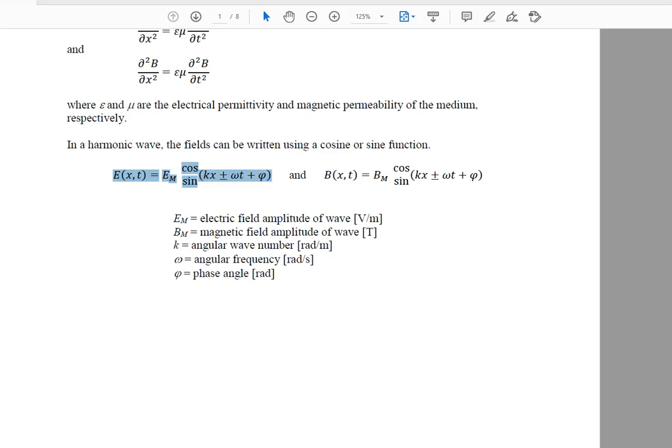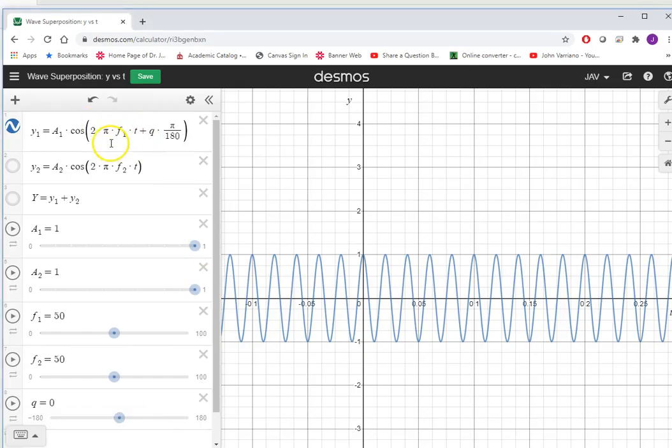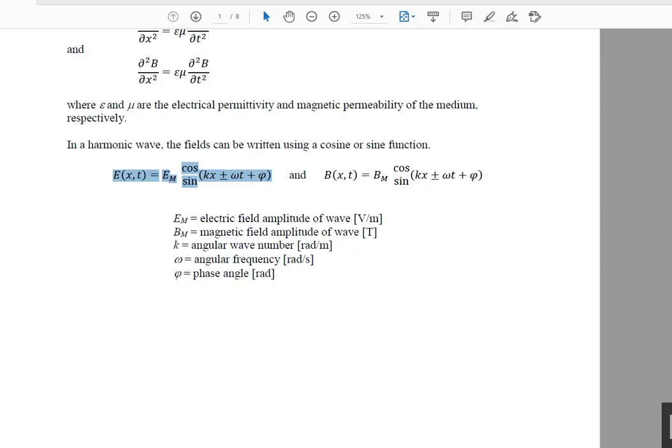So I've written it as cosine of 2 pi f1 t. 2 pi f is omega, okay? Plus, I'm allowing a phase angle. You see right here, and this will be convenient. So I can have a phase angle if I want, to shift my harmonic wave. And I want that capability.